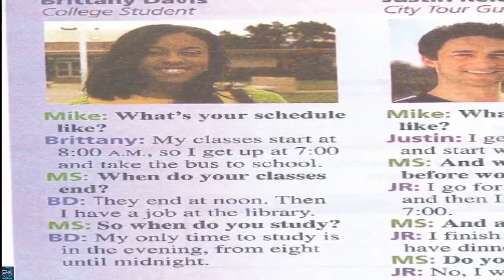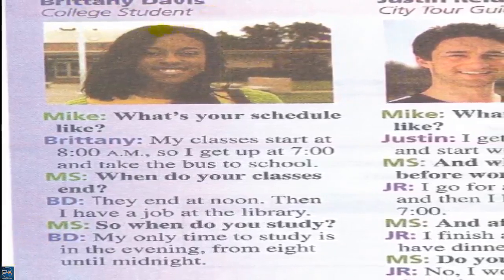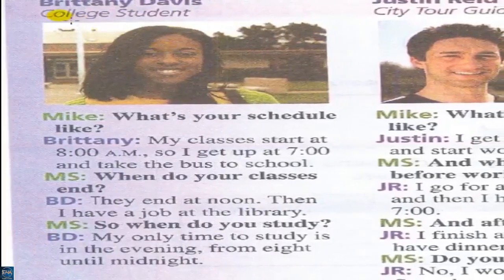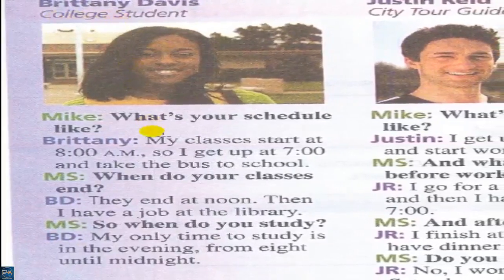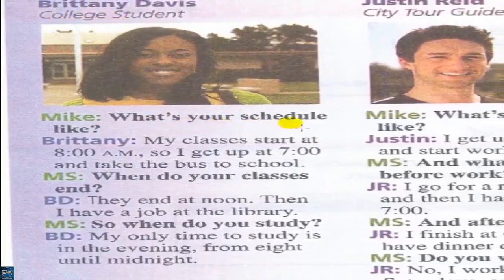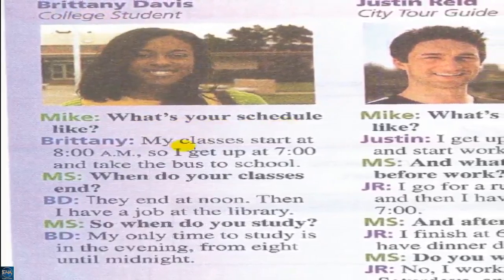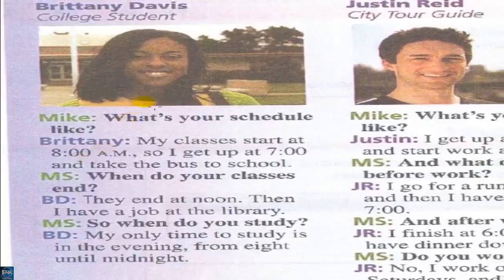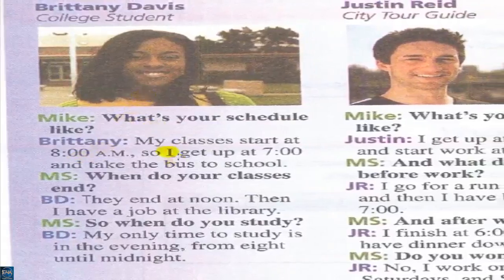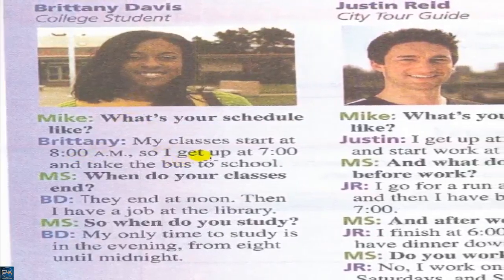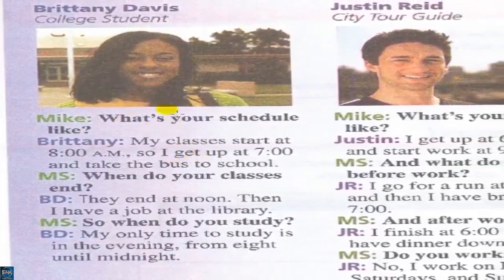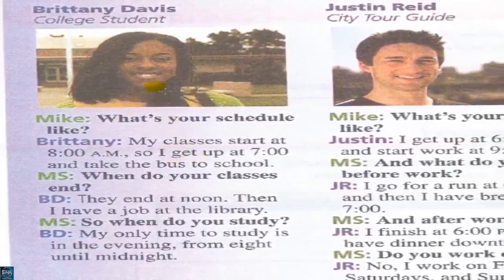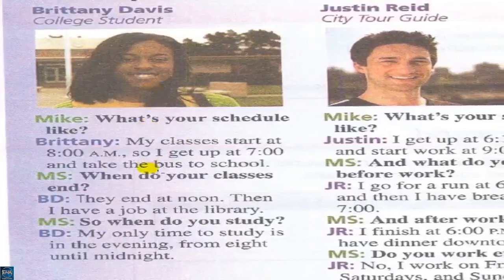Number 1, Brittany Davis. What's her job? Brittany is a college student. What's her schedule like? Her classes start at 8 o'clock in the morning. What time does she get up? She gets up at 7 o'clock. Does she walk to school? No, she takes the bus.